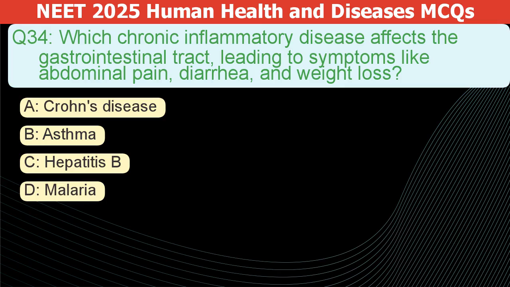Which chronic inflammatory disease affects the gastrointestinal tract, leading to symptoms like abdominal pain, diarrhea, and weight loss? A. Crohn's disease. B. Asthma. C. Hepatitis B. D. Malaria.